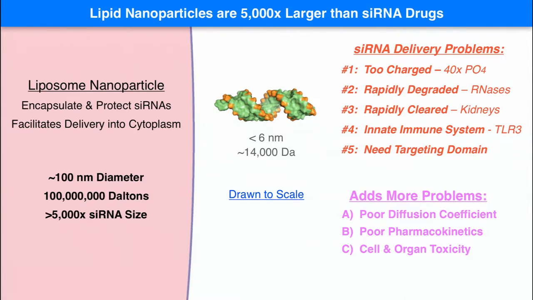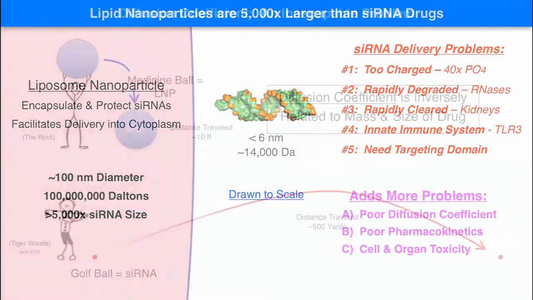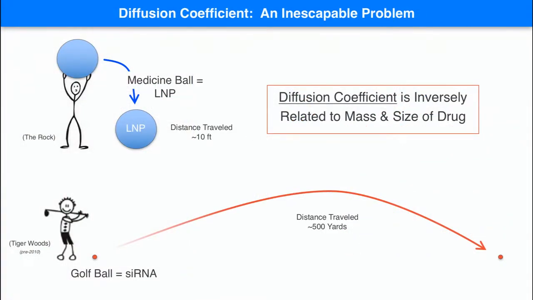And the biggest problem with all of this is the diffusion coefficient. This is how molecules go through water, just like you trying to swim upstream by yourself or towing a boat behind you. The boat really slows you down because it's large. If you think about the gym with the medicine ball, you can chuck it maybe 10 feet, that's a nanoparticle. That's how far it goes. That's its diffusion coefficient. In contrast, a golf ball is the same proportion in size as an siRNA to a nanoparticle, and Tiger in his heyday could whack a golf ball 500 yards. So that's the difference between 10 feet and 500 yards, that's the diffusion coefficient.